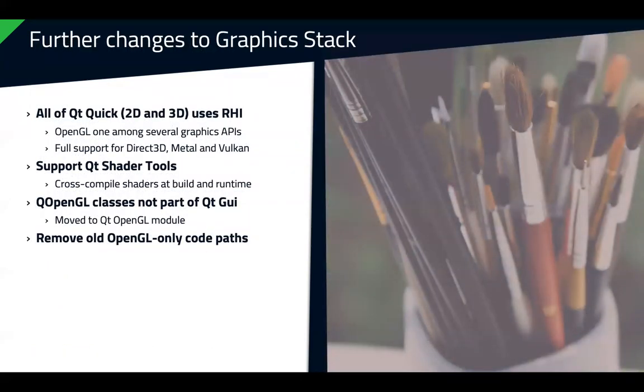Then I talked a lot about the graphics stack. We are finishing that one off. All of Qt Quick 2D and 3D will in Qt 6 use that rendering hardware interface. So OpenGL will be one among several graphics APIs that you can choose. We'll have full support for Direct 3D, Metal, and Vulkan in there. We have shader tools for cross-compiling shaders at build time and at runtime. And the OpenGL classes that are currently in Qt GUI will move out into the Qt OpenGL module. With that, we can also clean up things and remove lots of old OpenGL-only code paths.